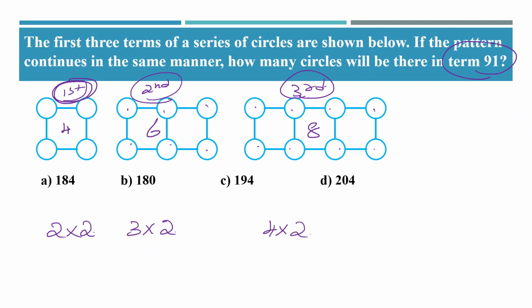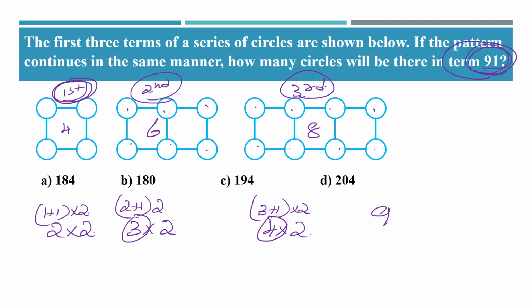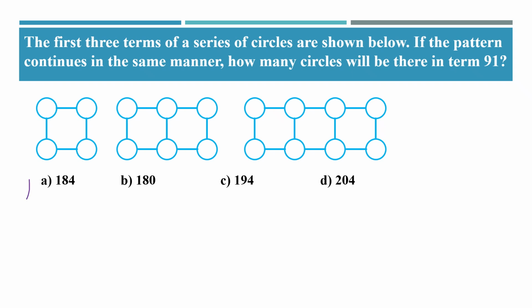I guess you got the pattern. The first term is 1 plus 1 into 2, the second term is 2 plus 1 into 2, and the third term is obviously 3 plus 1 into 2. They have asked us for the 91st term. So if you want the 91st term, add 1 to that. That becomes 92. Multiply it with 2. So the answer is going to be 184, which is option A.